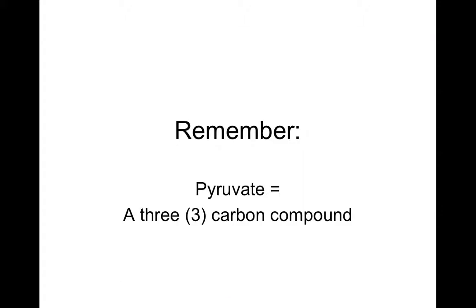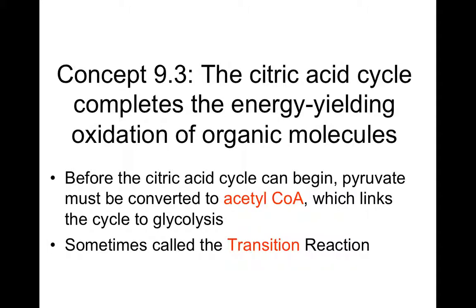Remember that pyruvate is a 3-carbon compound. It might be helpful for you to trace what happens to the carbons from glucose, a 6-carbon compound, breaking down into pyruvate, a 3-carbon compound, and follow what happens to the pyruvate as the process continues. Before the citric acid cycle can begin, the pyruvate must be converted into a form that can enter into the Krebs cycle.